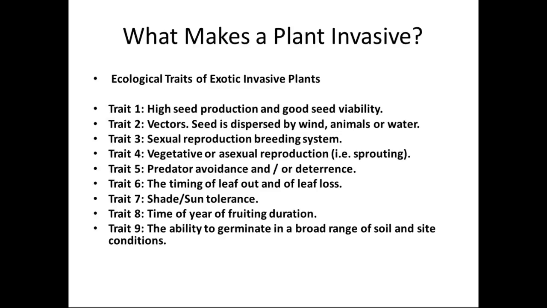Okay, trait 3, sexual reproduction, or their breeding system. Most all invasive plants reproduce sexually. The plant requires pollen from a male flower to fertilize the ovary of a female flower. Sexual reproduction can either require separate male and female plants, and this is termed dioecious, or sexual reproduction can involve separate male and female flowers on the same plant, and this is termed monoecious reproduction. Monoecious plants can self-fertilize, producing flowers, fruit, and seed on the same plant.